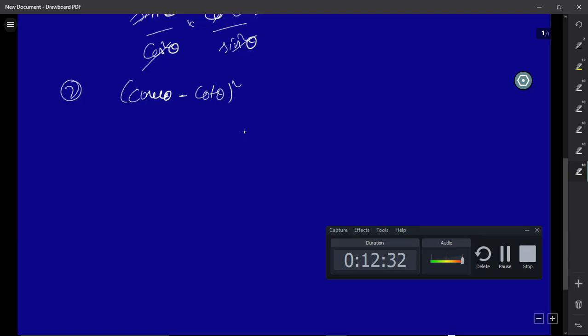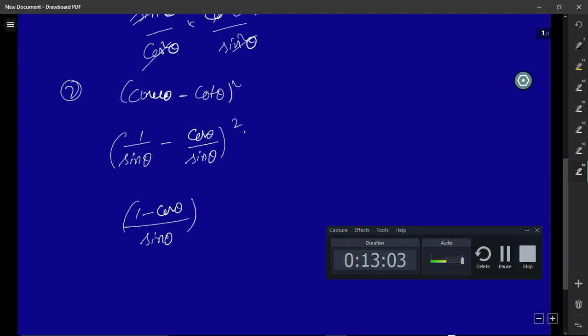So I told you in the very beginning itself, we have to convert all trigonometric ratios in the form of either sine theta or cos theta. So cosecant theta, I can write it as 1 by sine theta, right? Cot theta, I can write it as cos theta by sine theta. Whole square I'm writing as it is. LCM, what is the LCM? Denominator is sine theta here also and then here also. So the LCM will be sine theta. I'm writing the numerators as it is, (1 minus cos theta) whole square.